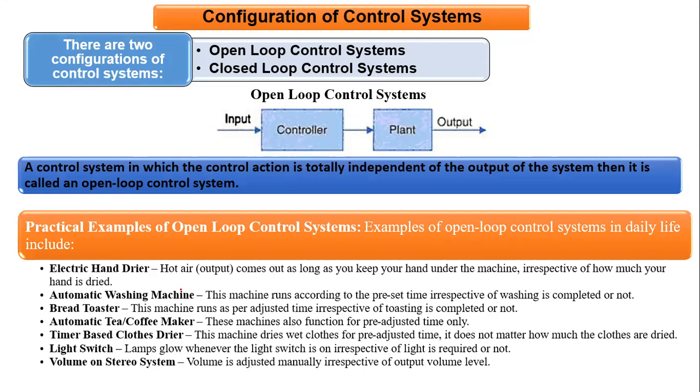timer-based clothes dryer, light switch, volume on stereo system. All these could be the best examples of open loop control systems, which are used in our daily life.